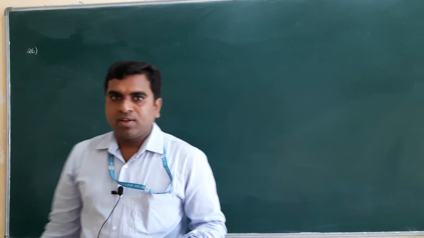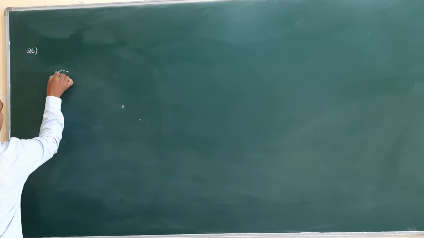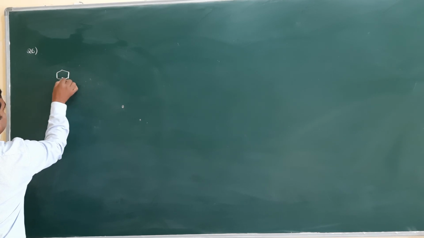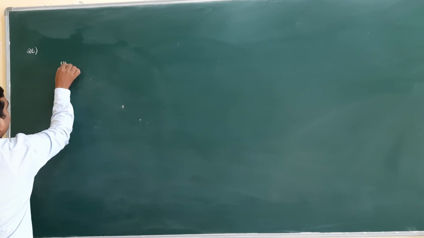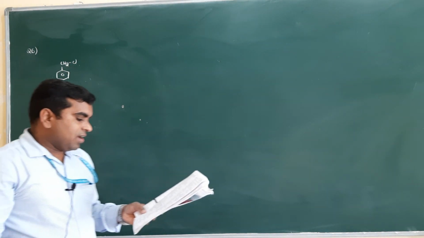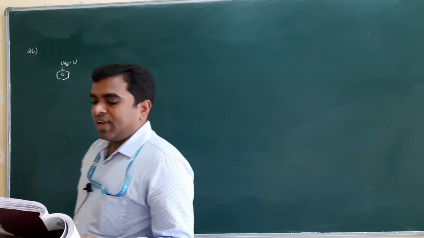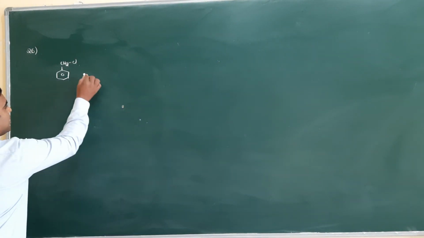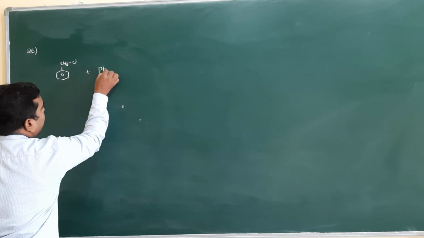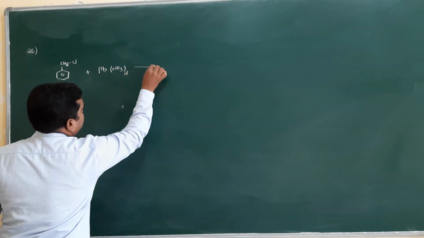Benzyl chloride. You already know the formula of benzyl chloride: on the benzene ring there will be a CH2Cl. This is the benzyl chloride. Clear? When benzyl chloride is oxidized by lead nitrate, Pb(NO3)2, remember this reaction. This reaction is important.